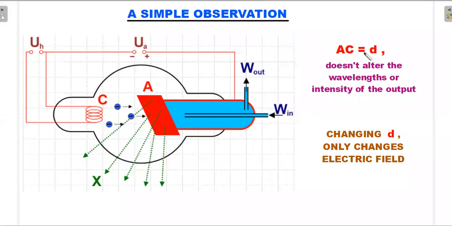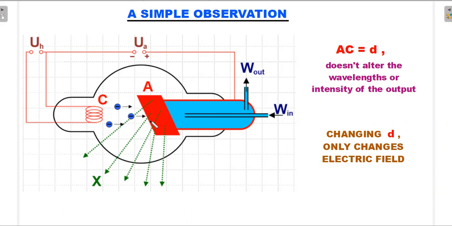Simple observation is the distance between cathode and anode, C and A, let's call it D, doesn't alter the wavelengths and intensity of the output. Okay, only changing D while keeping the tube voltage the same is going to change the electric field between the two gaps. If the gap is lesser, the electric field becomes larger, but the voltage remains the same. The speed with which this gets hit would be the same.